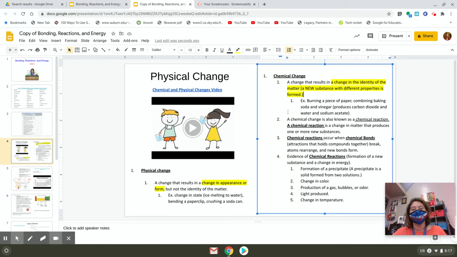Okay? Number 2, a chemical change is also known as a chemical reaction. A chemical reaction is a change in matter that produces one or more new substances. You should already know a chemical reaction from your Quizlet set. That should not be a new thing. Number 3, chemical reactions occur when chemical bonds, attractions that hold compounds together, break, atoms rearrange, and new bonds form. Highlight that whole thing.